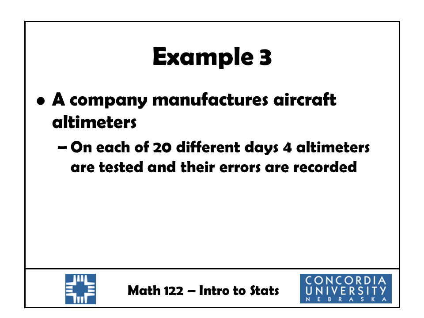Now in our last example, we're going to look at a third type of control chart that we call an R chart. We're not going to talk about the calculations behind it, but we are going to talk about interpreting it. So a company manufactures aircraft altimeters, and those are supposed to measure the altitude of an airplane. As part of their quality control, on each of 20 different days, 4 altimeters are tested and their errors are recorded. So they're tested by maybe putting them in a situation where they're supposed to measure an altitude of like 1,000 feet, and then their errors are recorded.